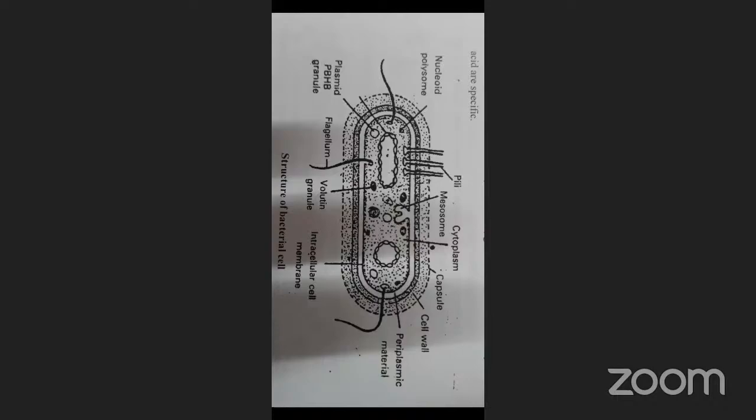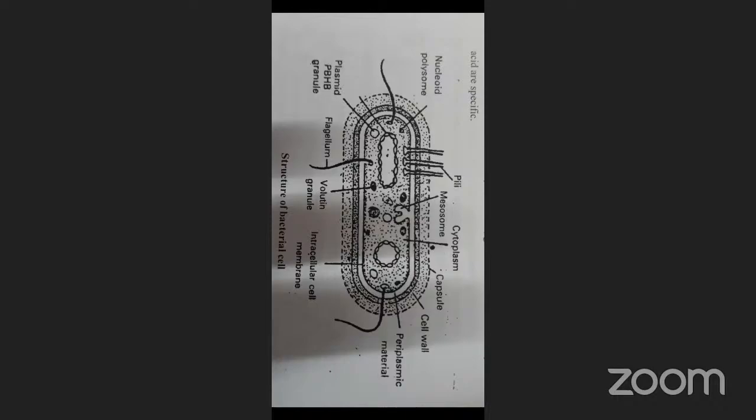Conjugation, transformation, transduction: cell to cell contact. So what is happening in cell to cell contact? The genetic material is transferred from one bacterium to another bacterium. That is the reproduction of bacteria.